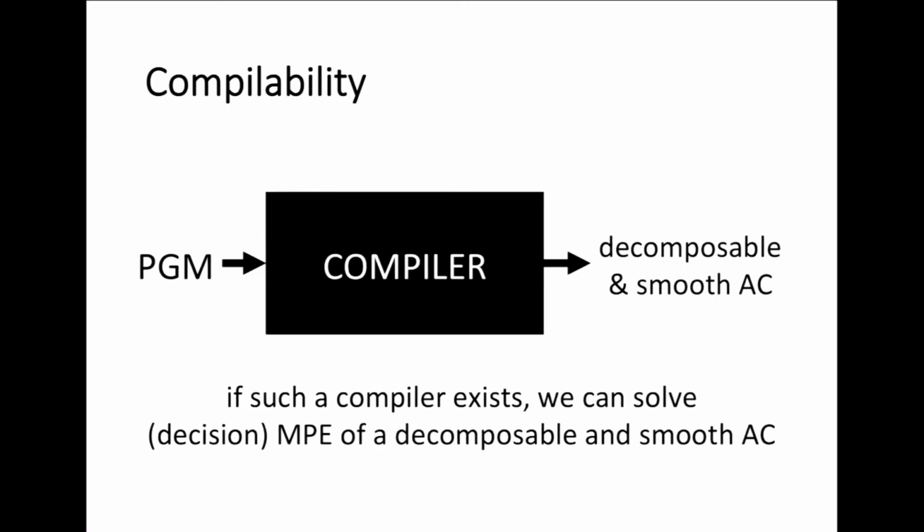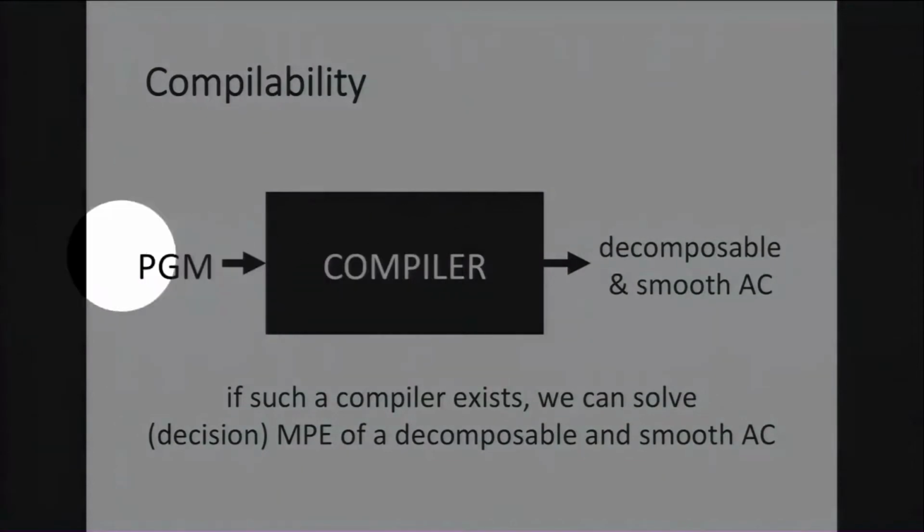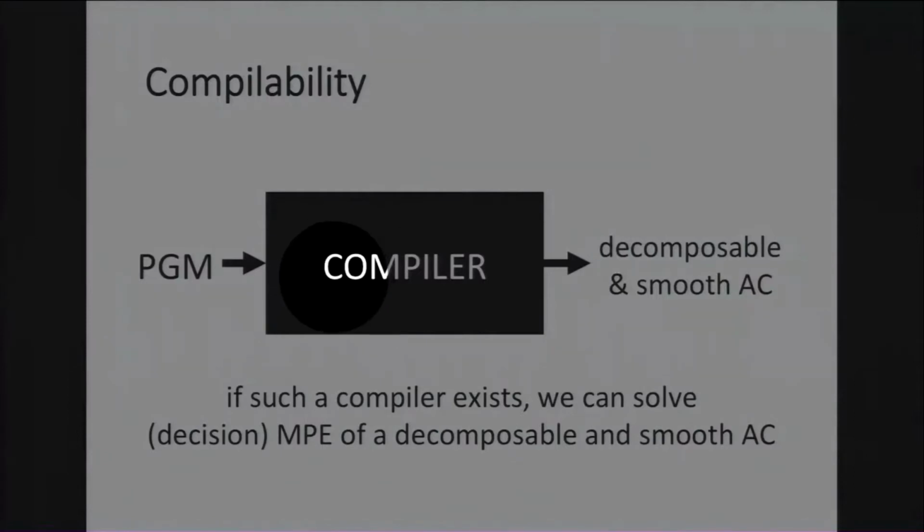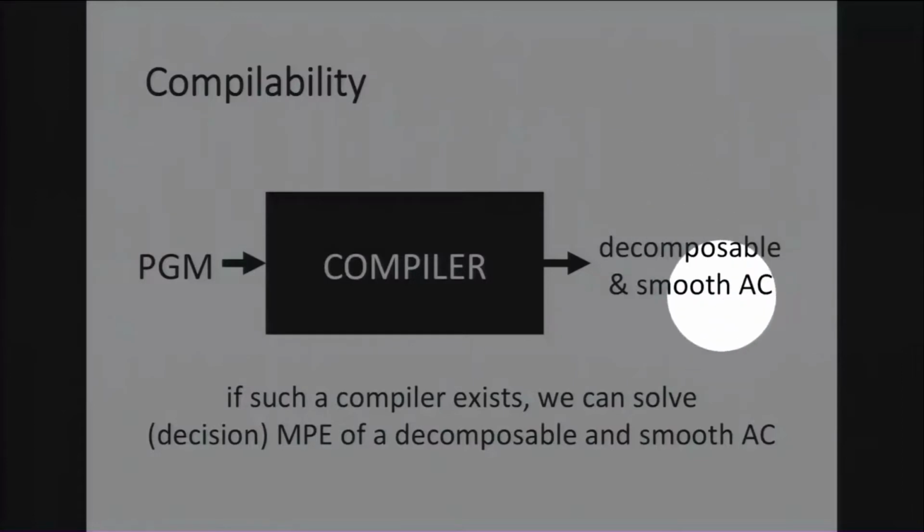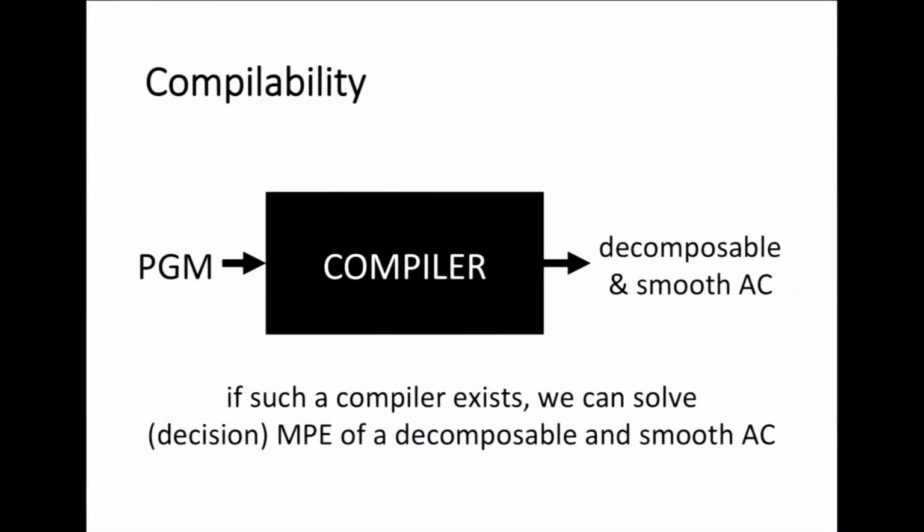The observation, which the proof is in the paper, is that if you have this box that can take a PGM and give you a decomposable and smooth AC, then that box is powerful enough already to solve MPE. That is, if you are able to get a circuit with these properties using some computational power, that box is already strong enough or powerful enough to solve MPE.